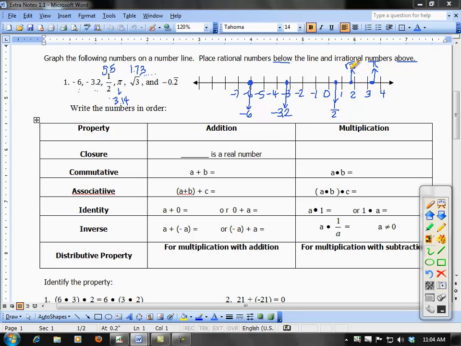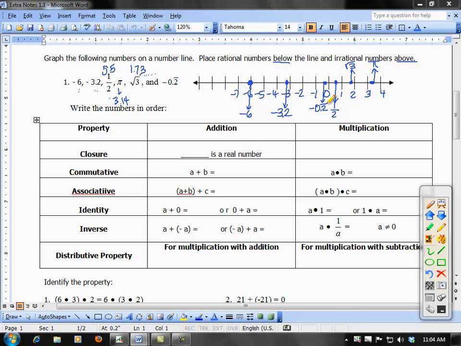And last but not least, negative 0.2. It's between 0 and negative 1. So negative 0.2 repeating is about here. Because it repeats, it's considered rational. And so we're going to write it down here, negative 0.2 repeating.